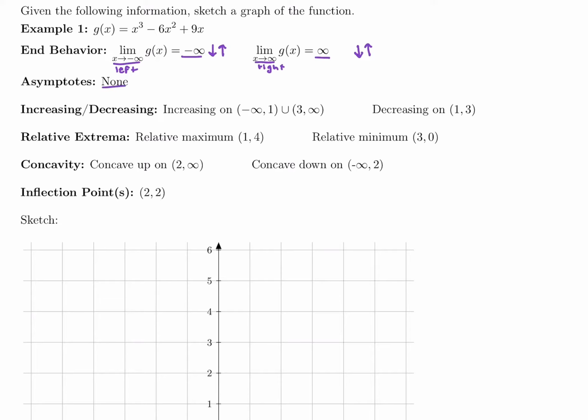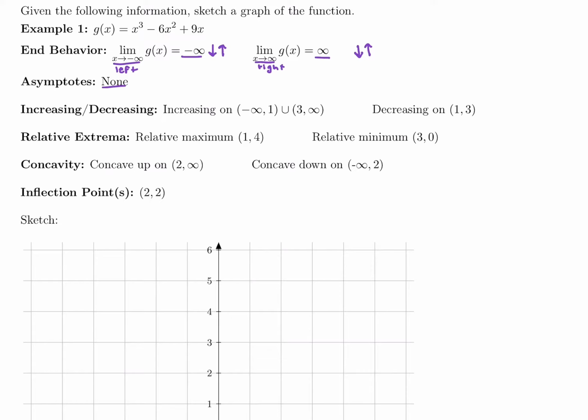Our asymptotes, there are none. There's no horizontal asymptote and there is no vertical asymptote. Remember, horizontal asymptotes are those limits at infinity. Here we don't have any limit as x goes to negative infinity or positive infinity. It's going to go down without bound to the left and up without bound to the right. And then vertical asymptotes are what make you divide by 0. And nothing's going to make us divide by 0 because we don't have a rational function. We don't have a fraction for a function to start with.